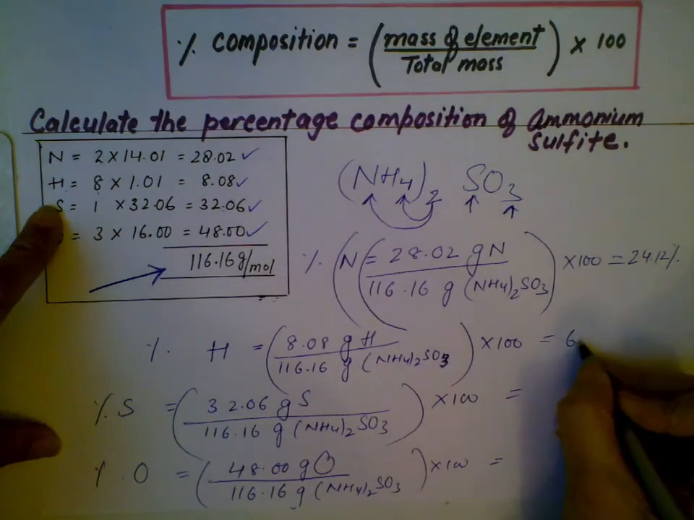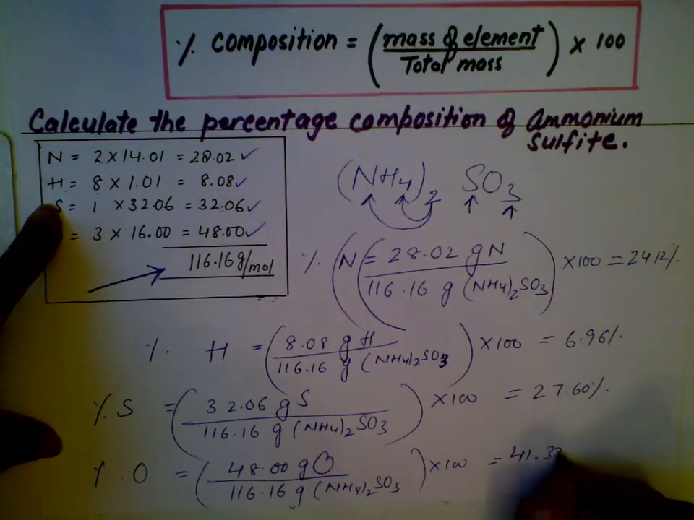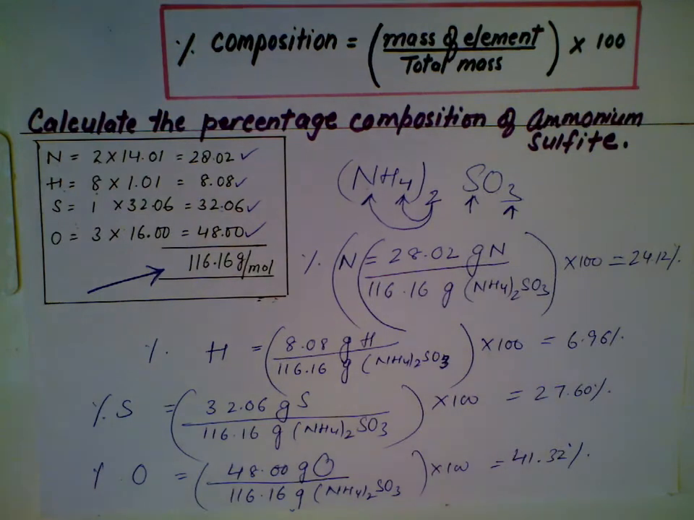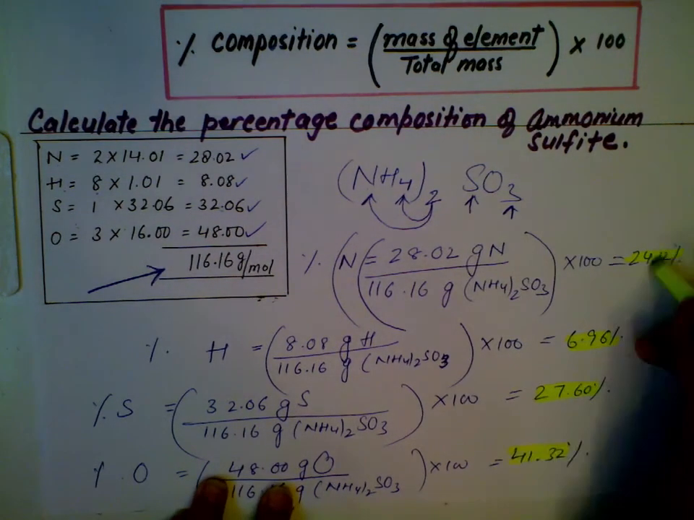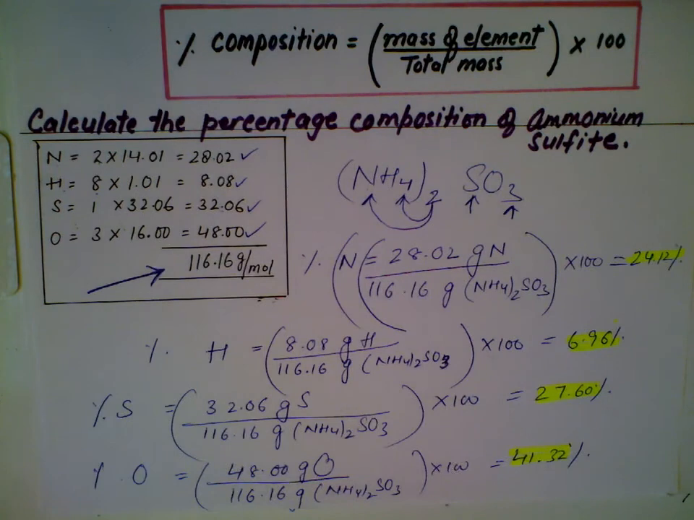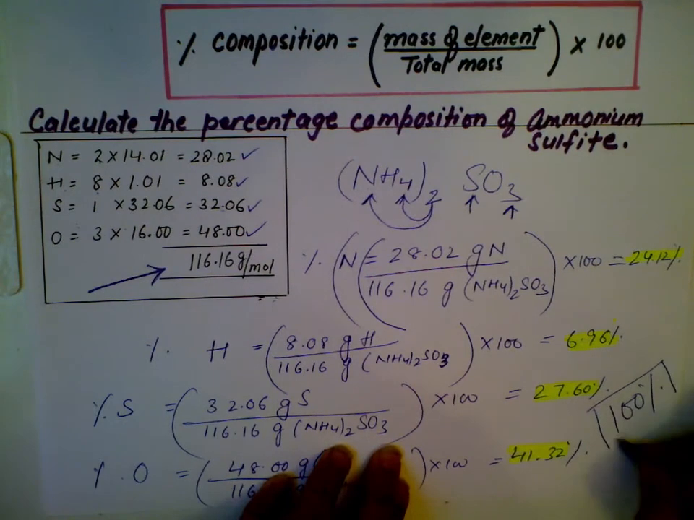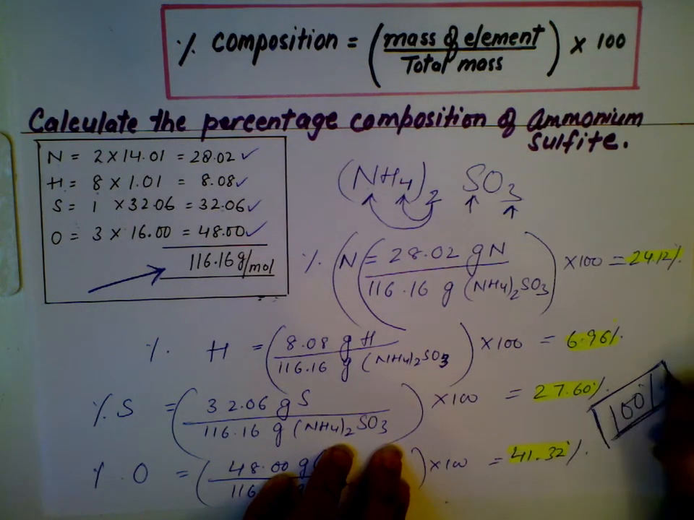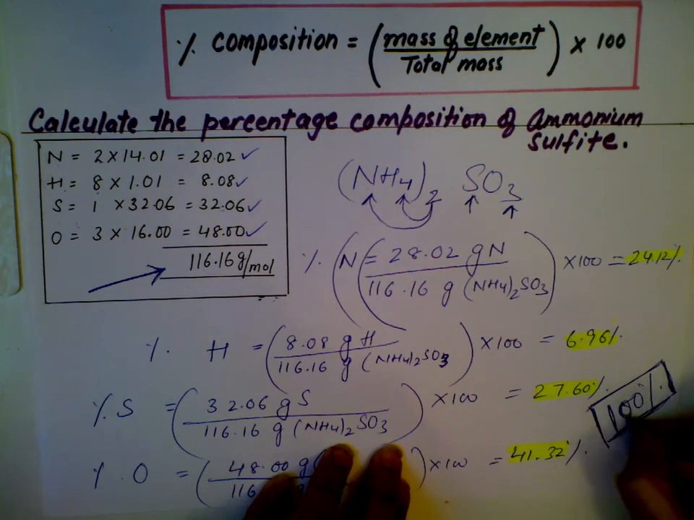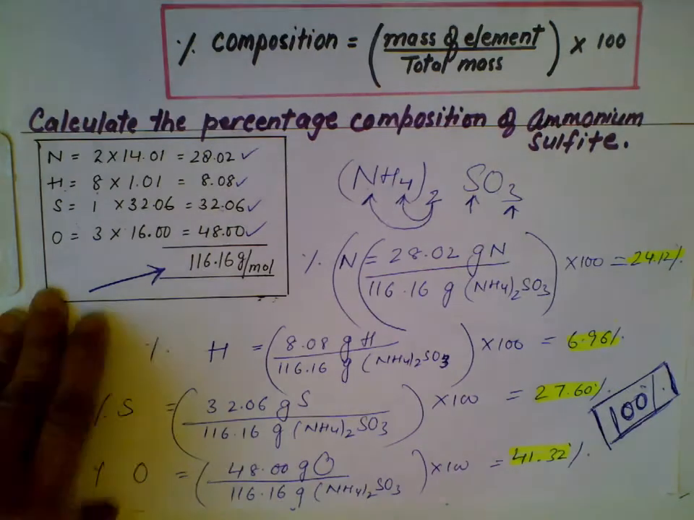The percents are 6.96%, and here 27.60%, and 41.32%. Use your calculator, multiply, and add them. Add this number, this number, and this number. All 4 percentages, when you add them, you're going to get 100%. Once again, anything close to 100% is fine. Well, you can't have like 102. That is too far, a significant difference. But anywhere between 99.6 and 100.4 is fine.